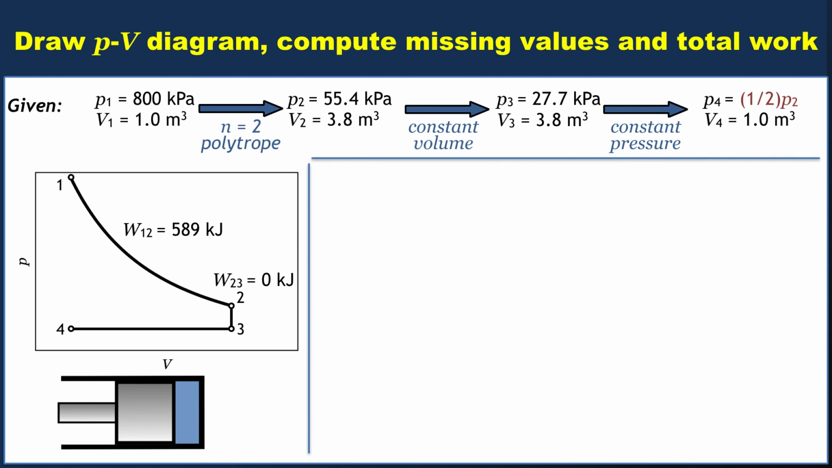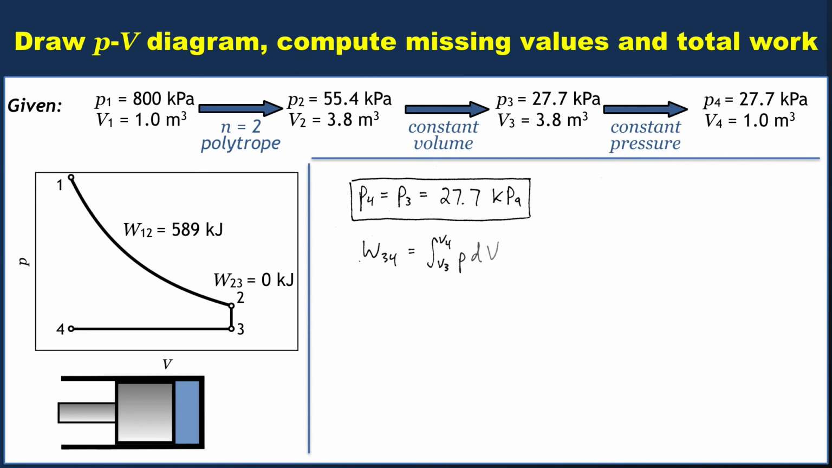Next step, we need to figure out P4. That's another straightforward calculation. It's the same as P3. We'll put that up at the top. Finally, the work in going from state 3 to state 4. That's the volume integral of P dV, now going from volume 3 to volume 4. Well, this one isn't 0. It is a horizontal line after all, and it's not right on 0.